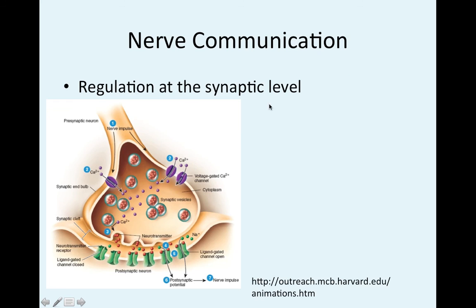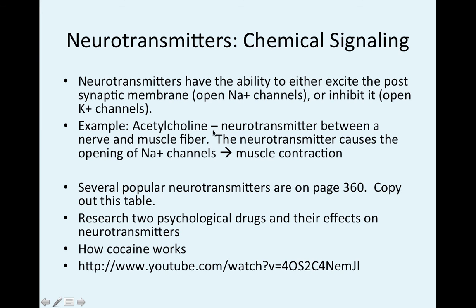So neurotransmitters, sorry, just kind of finishing up here. Neurotransmitters have the ability to excite the postsynaptic membrane, open NA channels, or inhibit it. Okay? An example is acetylcholine is a neurotransmitter between the nerve and a muscle fiber. Okay? Tylenol is an example of a drug that tries to inhibit the neurotransmitter acetylcholine. Okay? So there's some popular neurotransmitters.